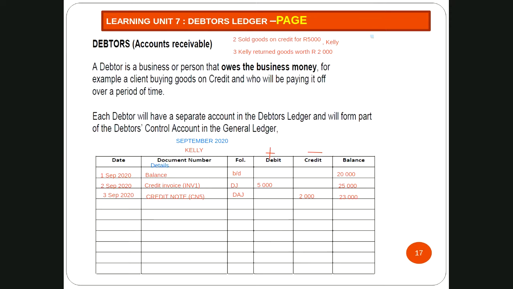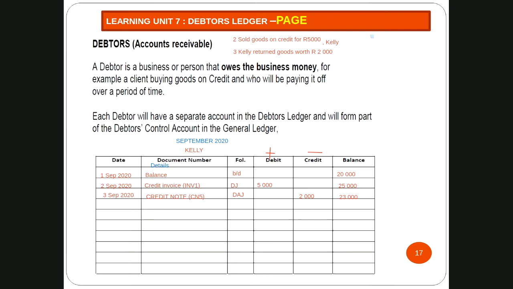Because I want us to cover both debtors. But I'm telling you, if you master the debtors, the creditors will be the complete opposite. The only difference is that this plus, as you can see here on the debit, will shift to credit, and the minus will shift to the other side. Same way of recording. So I want us to master this. And then when you go to the creditors, same thing, but we increase on the different sides. Same format. The columns are the same.